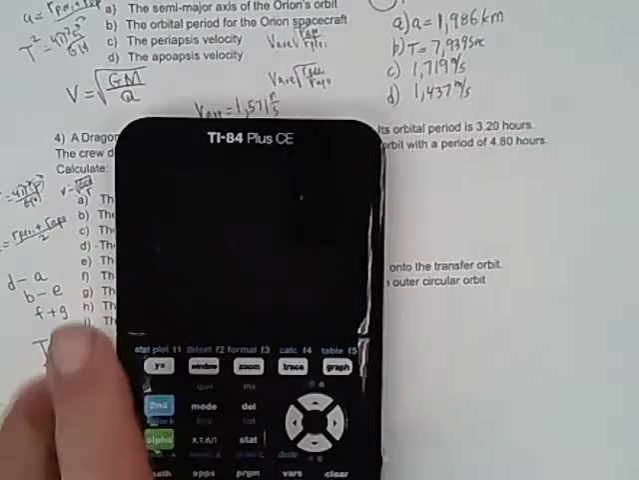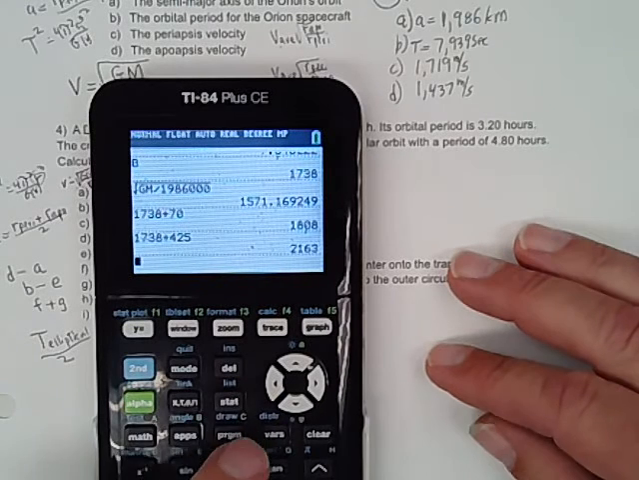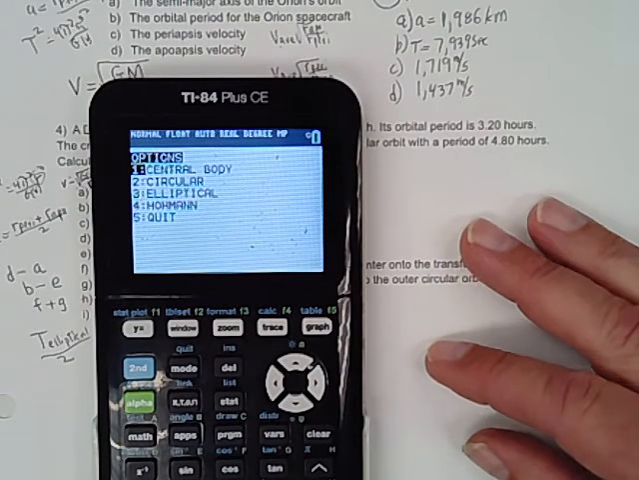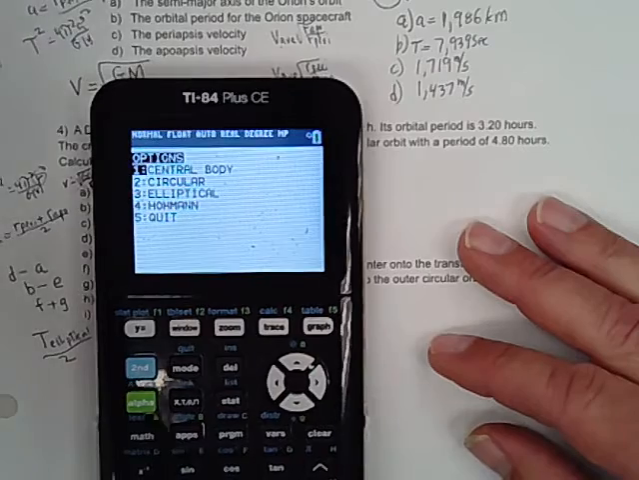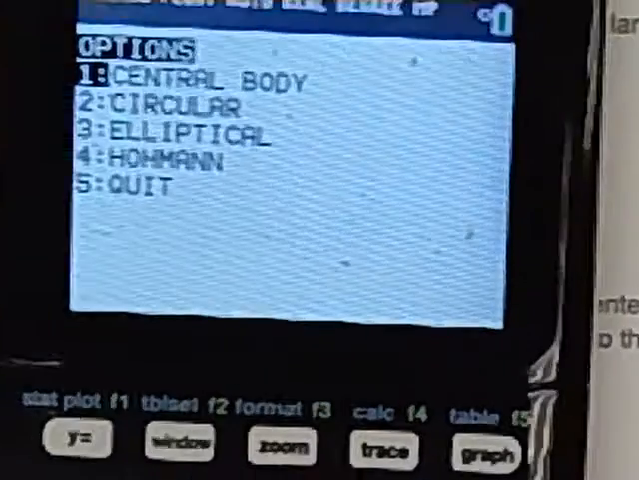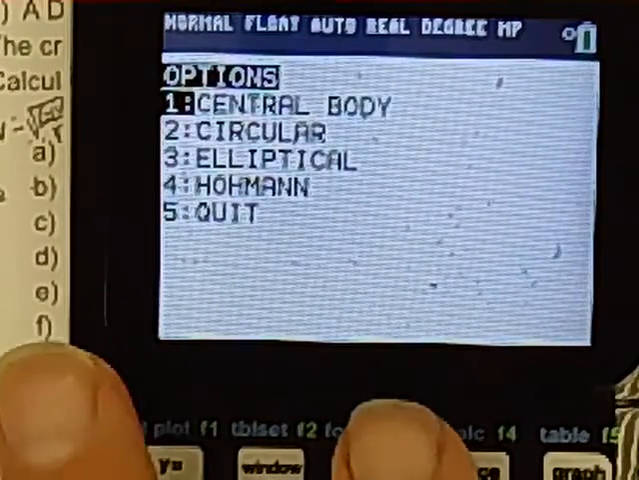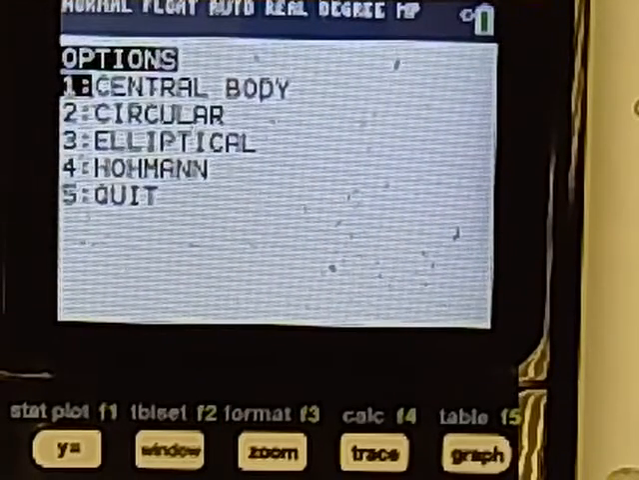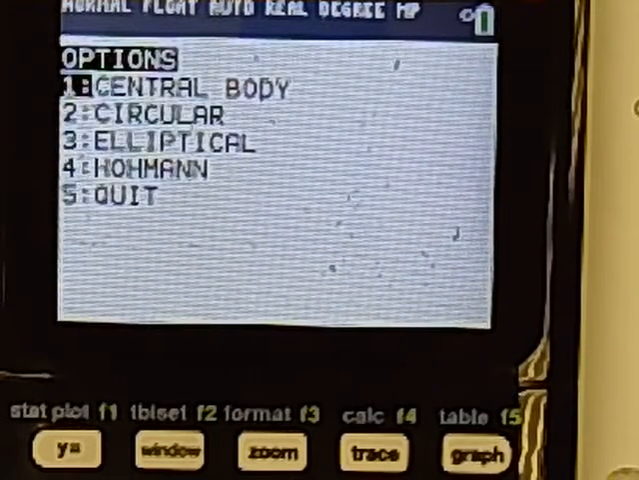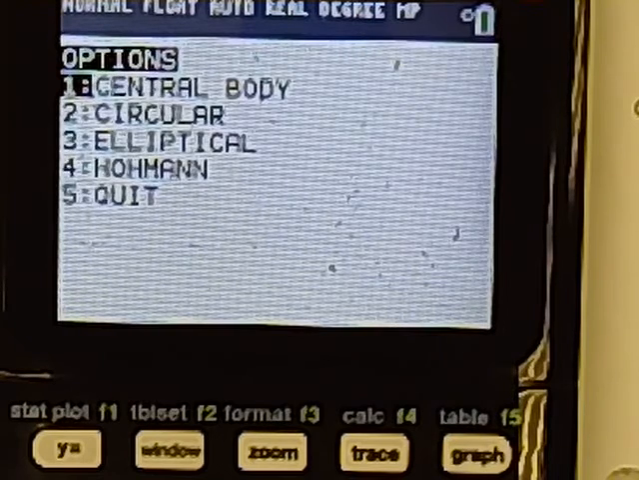Fortunately, I have a program that does this. I'm so happy to have a program that does this. I'm going to run my program. My central body shall be the Earth. I'm not sure how I can put in the information, so let me try a Hohmann transfer. Nope, I need to calculate other stuff first.